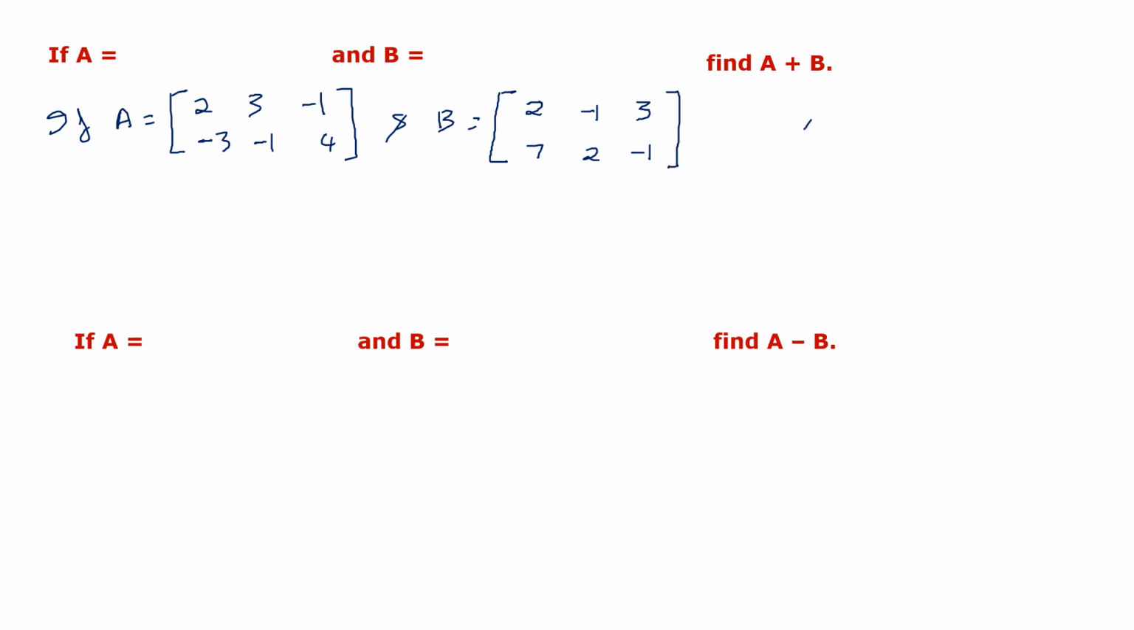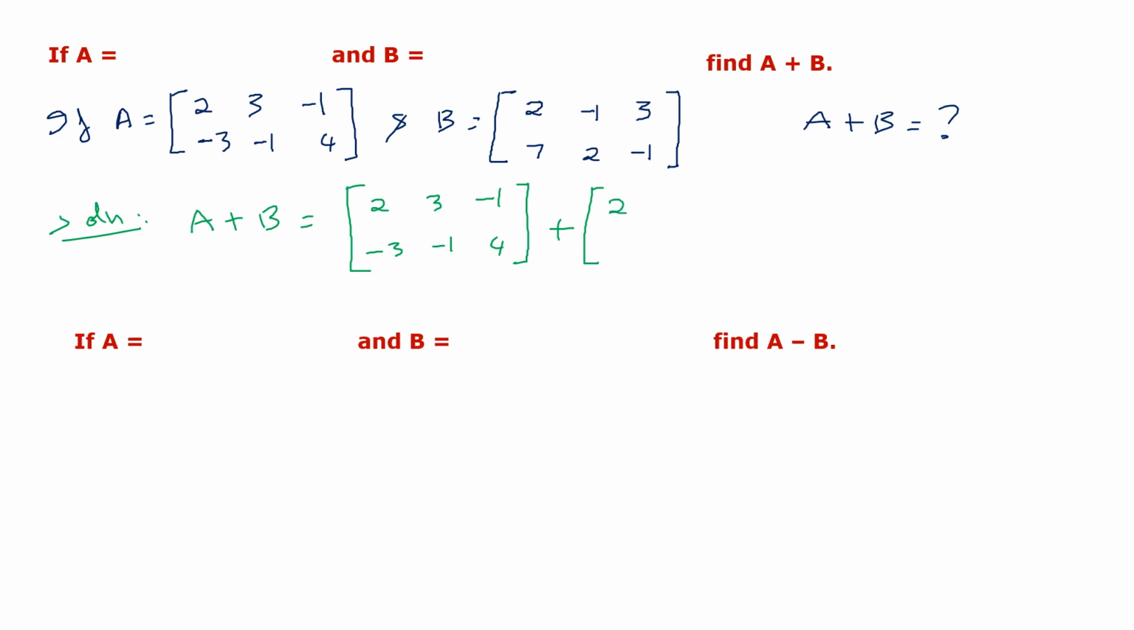You are asked to find A plus B, right? So how to find A plus B? Let's see the solution. This is direct addition. So solution is direct addition, A plus B. So write A, every step carry marks, so write it. A is 2, 3, minus 1, minus 3, minus 1, 4, plus B. B is 2, minus 1, 3, 7, 2, minus 1.